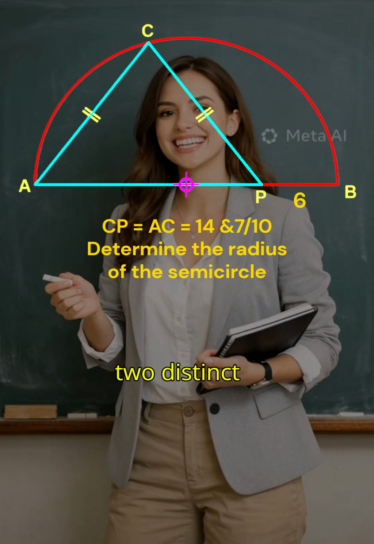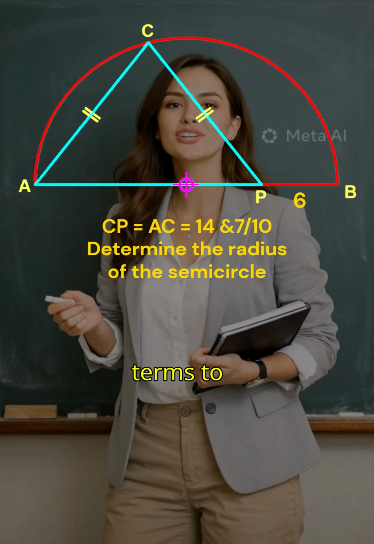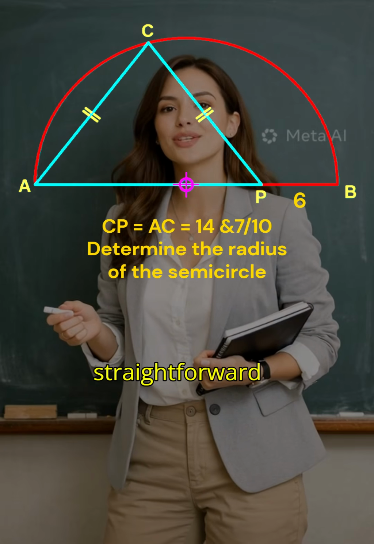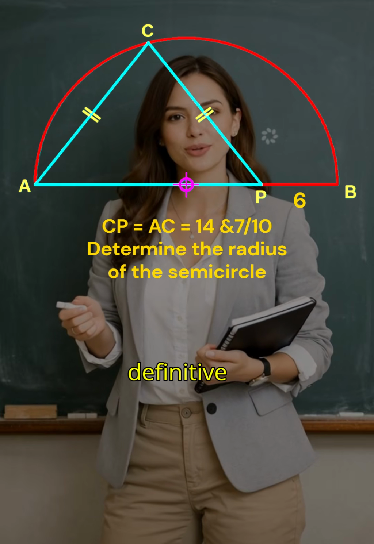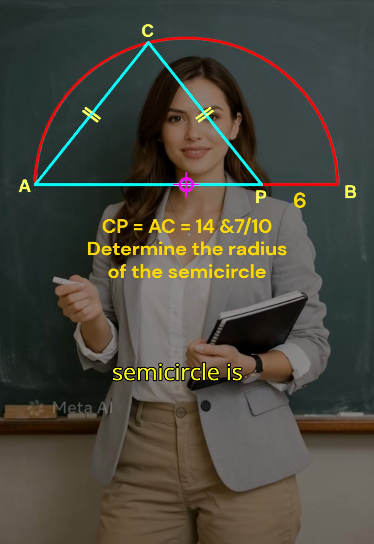Equating these two distinct expressions allows the higher degree algebraic terms to cancel out beautifully, collapsing the problem into a straightforward quadratic equation. Solving this final equation yields our definitive geometric dimension. The exact radius of the semicircle is 12 units.